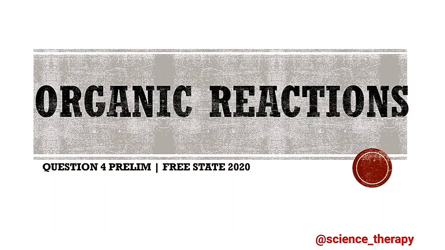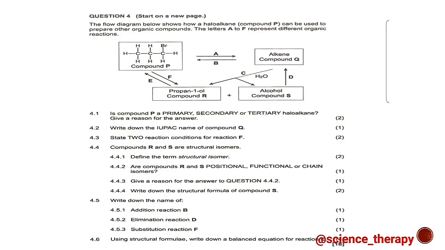Hello, grade 12s. In today's lesson, we're going to be looking at organic reactions and we are tackling question 4 from the Free State 2020 prelim, and let's get right down to it. So we have question 4. It says the flow diagram below shows how a haloalkane compound P can be used to prepare other organic compounds. The letters A to F represent different organic reactions. Now we can see our flow diagram there.